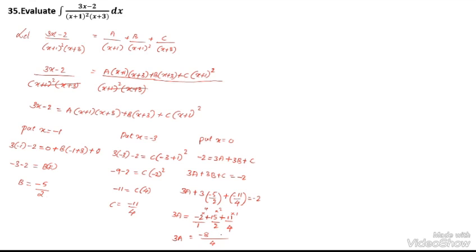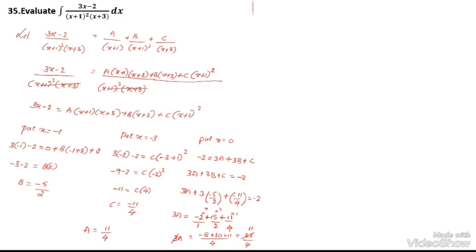Plus 15 into 2 becomes 30, and 11 into 1 is 11. 30 plus 11 becomes 41. 41 minus 8 is 33, divided by 4. 3 ones are 3, 3 elevens are 33. So what is the value of a? a value becomes 11 by 4.